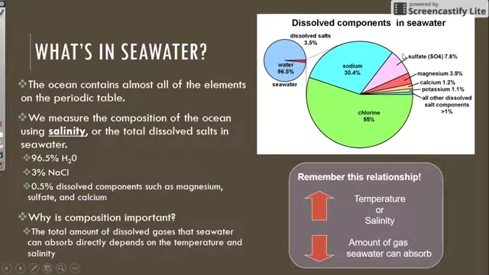So why is this so important? Well, if we have an increased salinity, then we can actually dissolve fewer gases in the seawater. This is the same correlation with temperature. So if the temperature increases or the salinity increases, the amount of gas that we can absorb in our seawater is going to decrease.